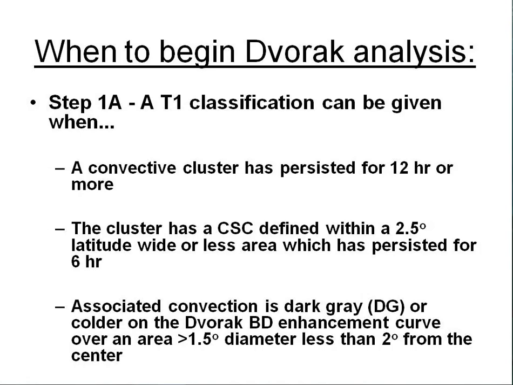One aspect of the Dvorak technique that's important but sometimes overlooked is when do you start? This slide covers the guidelines used for initial classification, which starts with a T number of 1. First, you need a persistent tropical weather system, meaning that it lasts more than 12 hours. This tropical weather system has an associated cloud cluster comprised of deep convection. Second, you need to be able to identify a center that persists for more than 6 hours. And then there has to be a sufficient amount of active deep convection.